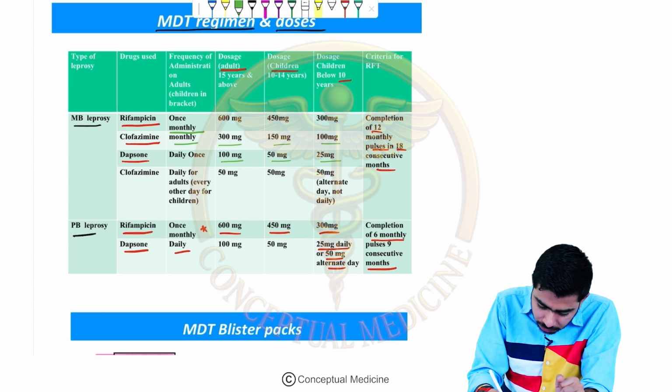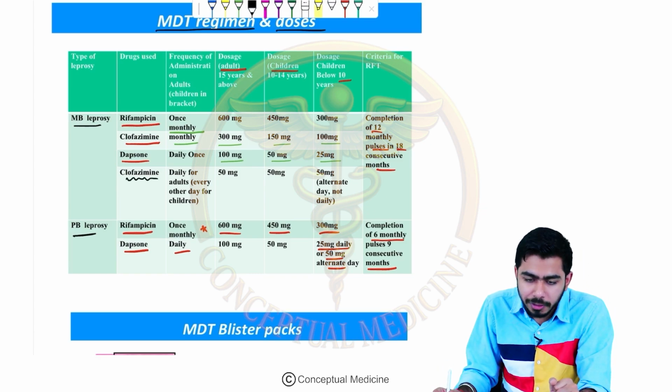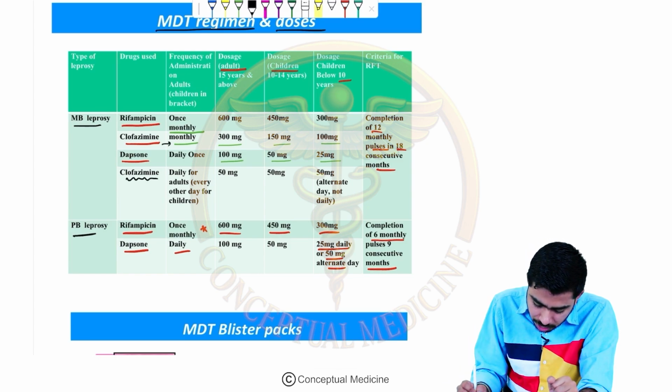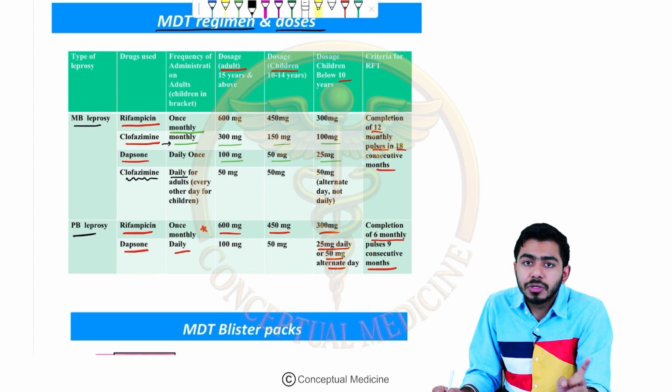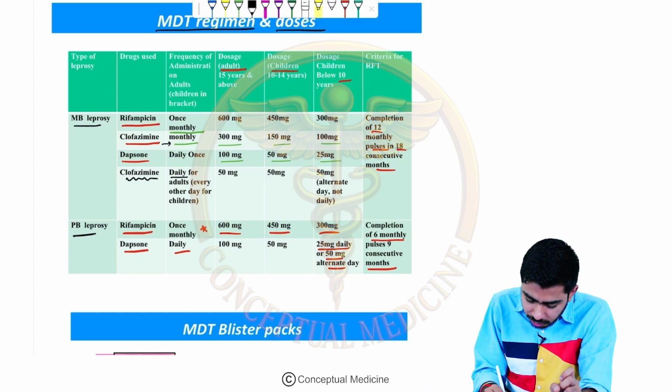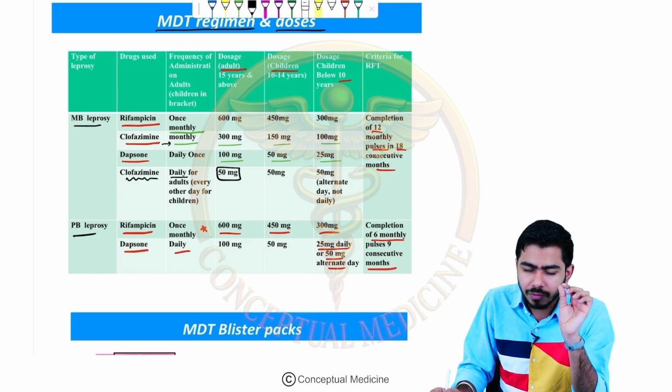For the Clofazimine, guys, I would like to mention over here that one dose they need to take monthly, but one dose they will be taking daily. So the monthly dose which they are taking, that is 300 mg, but the daily dose which they are taking, that is 50 mg, and that could be your MCQ, guys. Please remember Clofazimine.